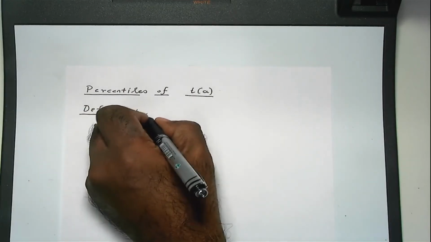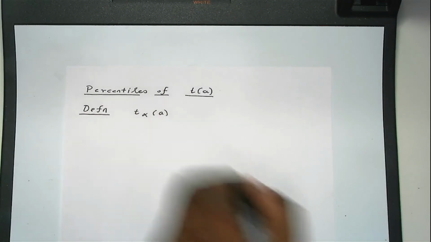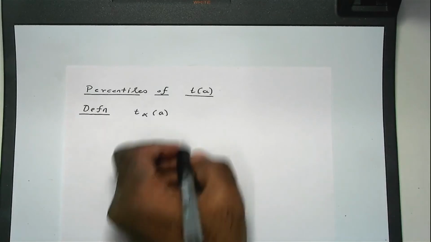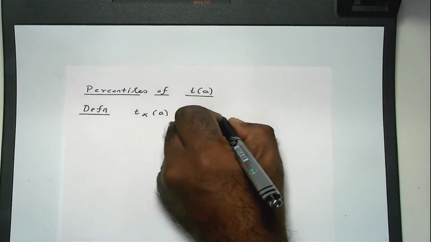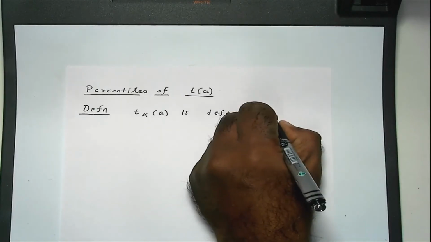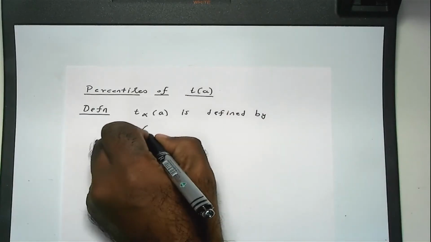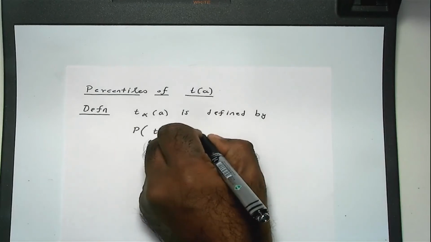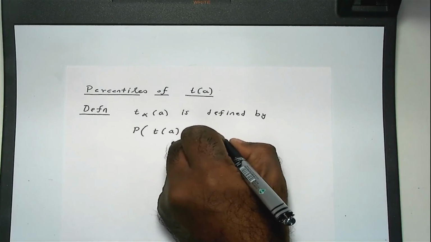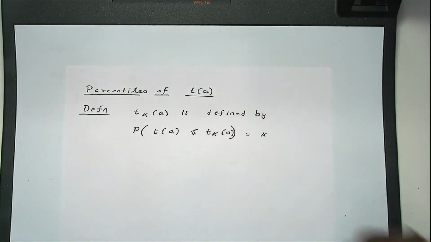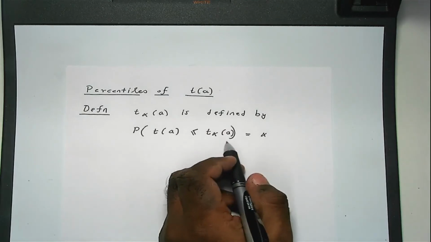The percentile for a t variable, this is the notation I will use, is defined by this statement, that the probability that a t variable is less than or equal to t alpha is alpha, right? And this is known as the alpha percentile of a t variable, right?